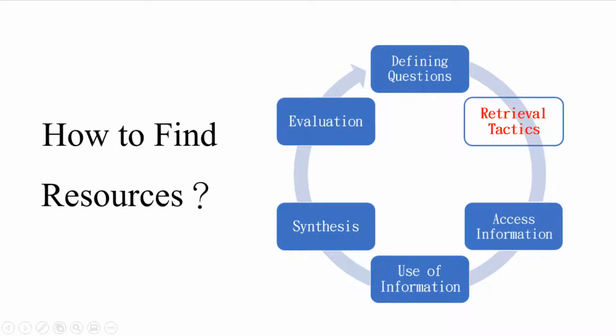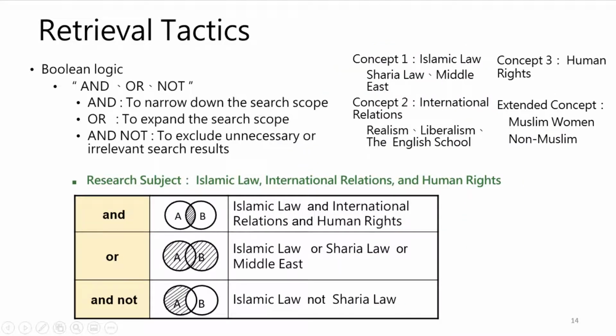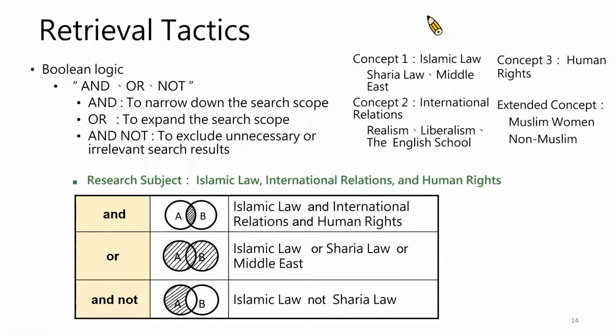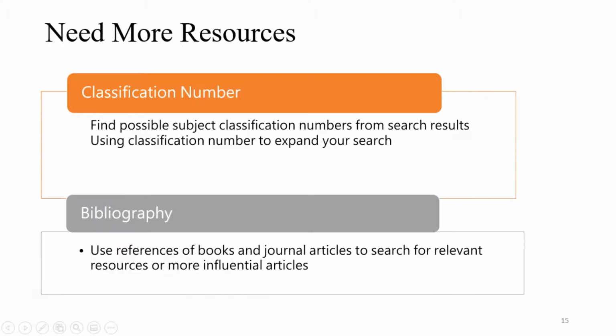How to find resources. Before you start to find resources, you need to understand how to use retrieval tactics like Boolean logic: or, and, not, to narrow or expand the search scope. If the resources that you find are not enough for you to do the research, what can you do? There are 2 ways that can help you to get more resources.